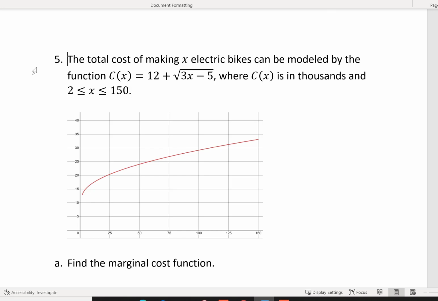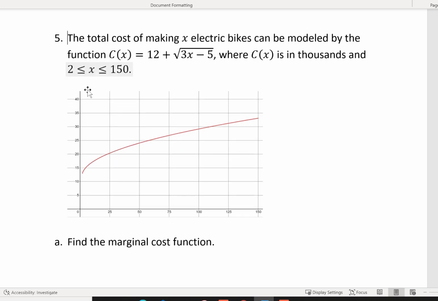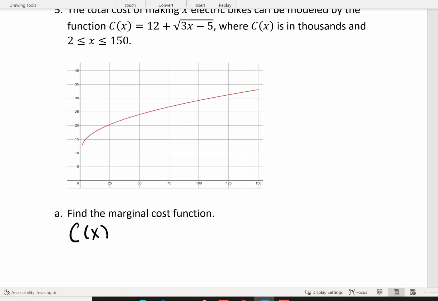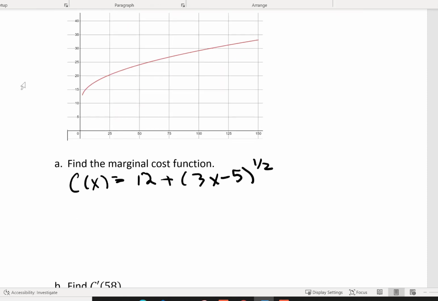So what we want to look at is really how is the cost function changing? How do we see the increase or decrease happening over time compared to how many bikes are being made? To start with, we just need to find the marginal cost. I'm going to rewrite c of x as 12 plus 3x minus 5 to the 1/2 power. That way I can use the power rule to find the derivative. And really we're using the generalized power rule because I have this quantity 3x minus 5.